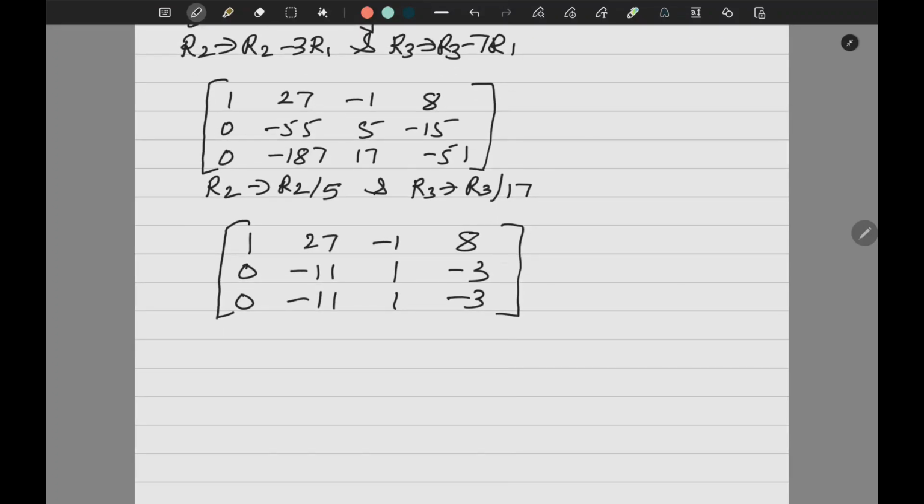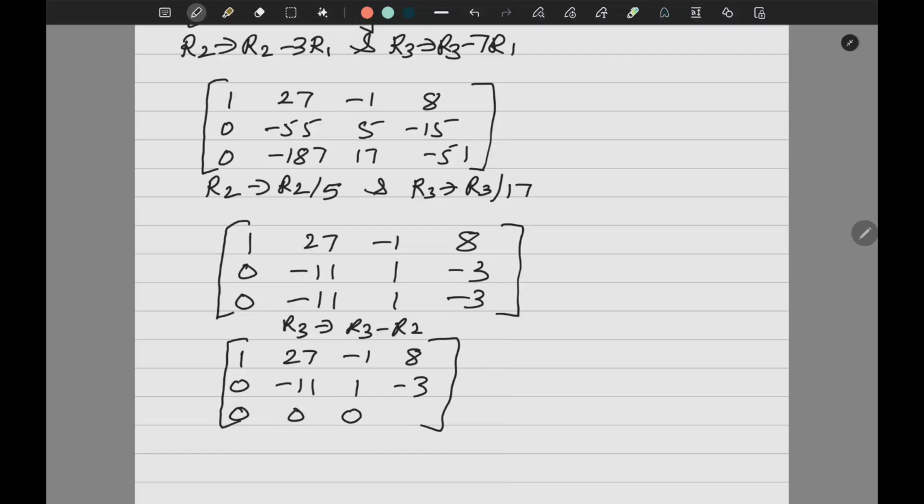Now you can see that row 2 and row 3 are same. If two rows are same, I can write one row as 0. Or you can write an operation also. In R3 you apply R3 minus R2. 1, 27, -1, 8. 0, -11, 1, -3. 0, 0, 0, 0. Okay. Now let us work. Now what is the rank of A? Rank of A is equal to 2, because if I observe only A, there are 2 non-zero rows. So rank of A is 2.